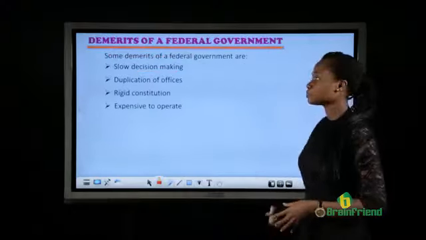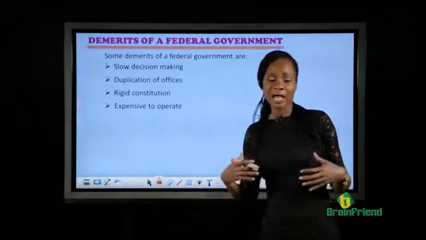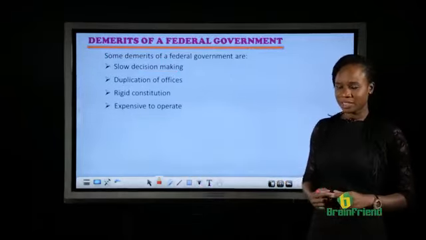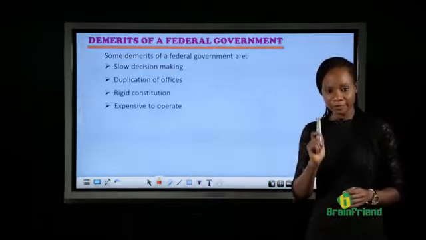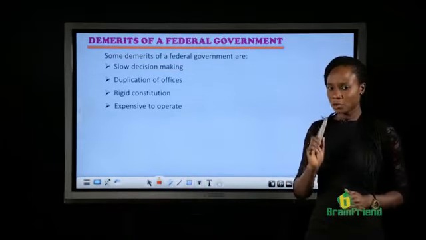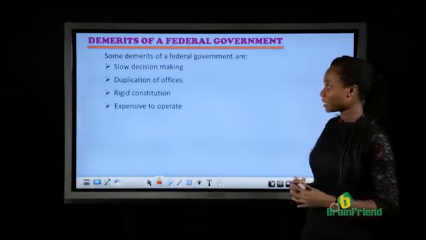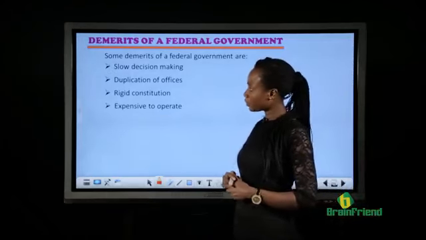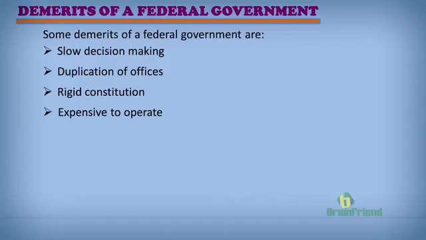Having looked at all these beautiful advantages that are seen in the federal system of government, there are still some lapses that the federal system of government faces, and they are the demerits or disadvantages. Some of these disadvantages or demerits are slow decision-making, duplication of offices. Yeah, I know you should be confused. Why? Rigid constitution and expensive to operate. We'll look at this one after the other.